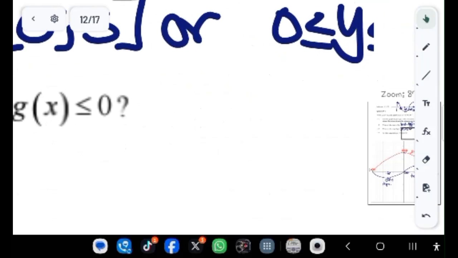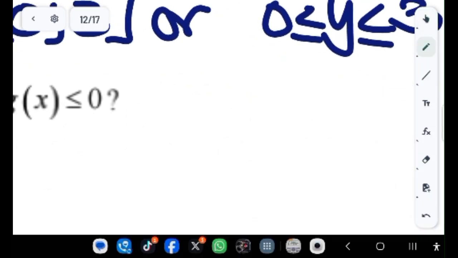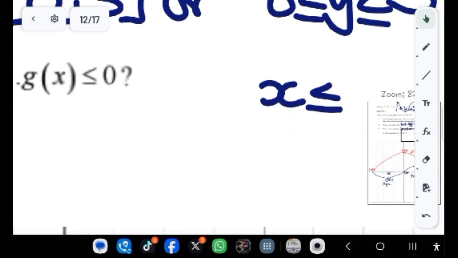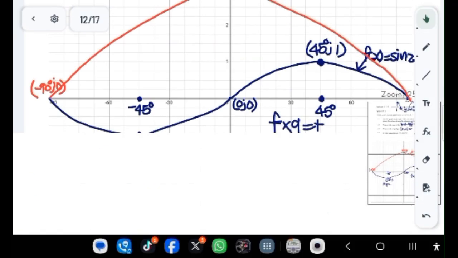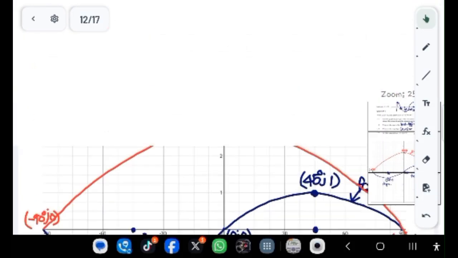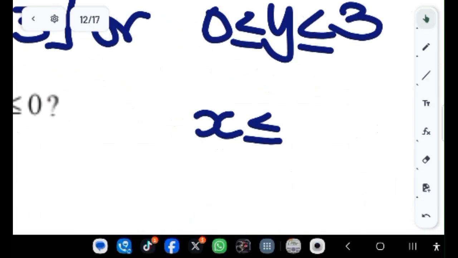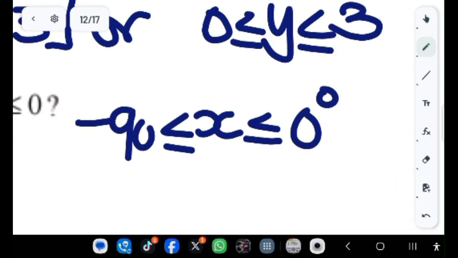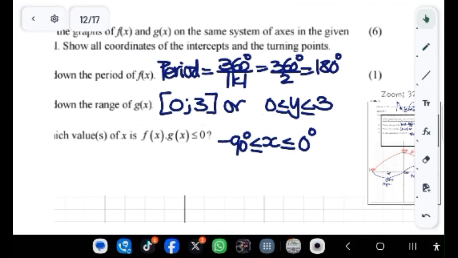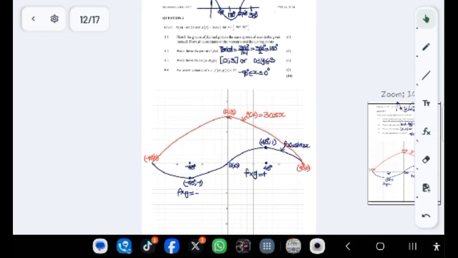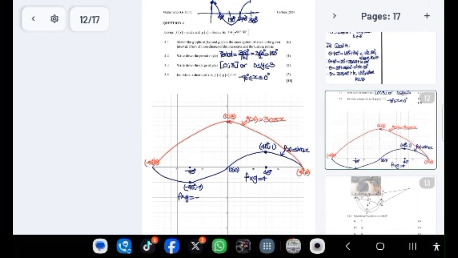So this is where we are going to focus on the left-hand side. For which values of x is the product of the two less than or equal to 0? There's 0 here at 0 and at negative 90, and between the two it's negative. So it will be when x is between 0 and negative 90, 0 degrees and negative 90 degrees. And that's how you answer these questions. We're done with this question. Next question.